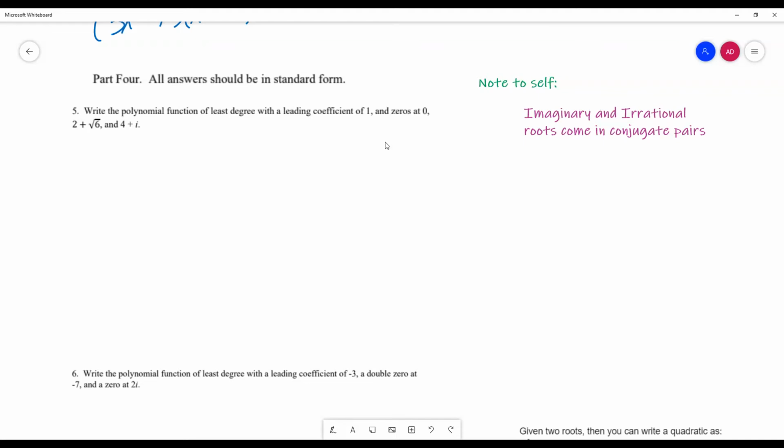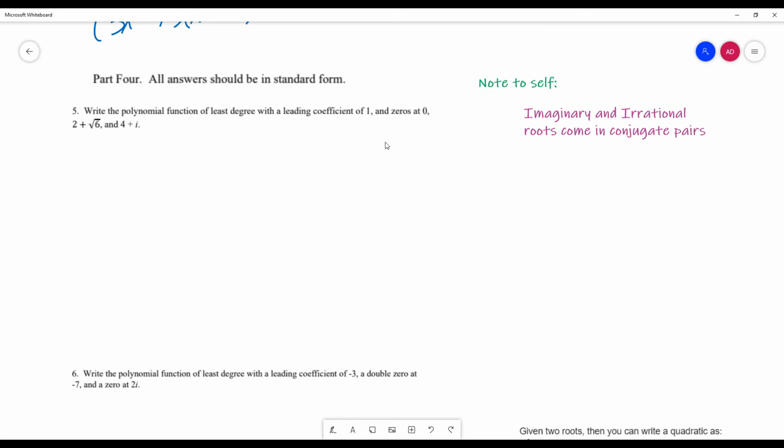All right, so the math dealer here, and this video is part 4 of a 5-part series, the whole polynomial unit test review. In this particular section, you're asked to find a polynomial function of least degree. So you're going to be given some roots and some other information.